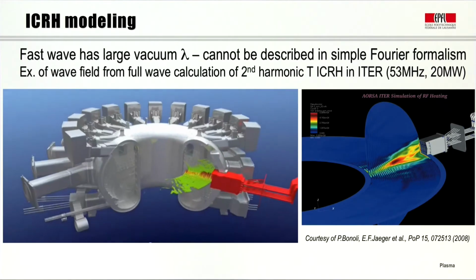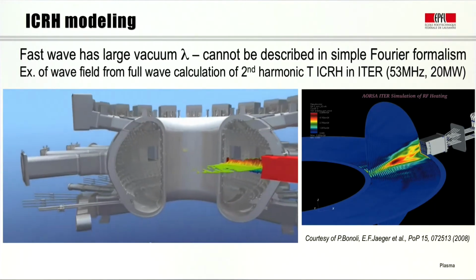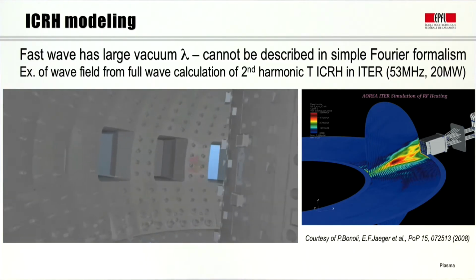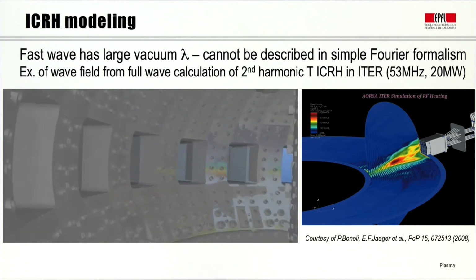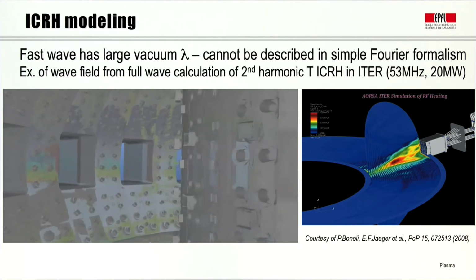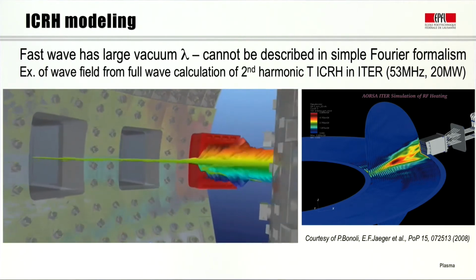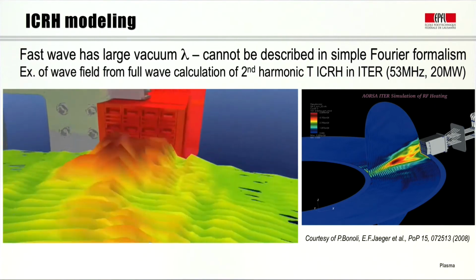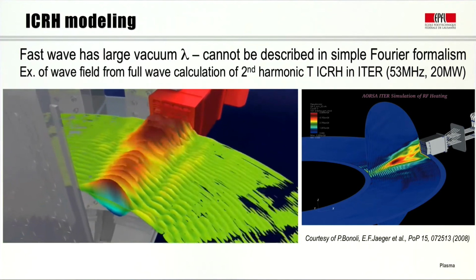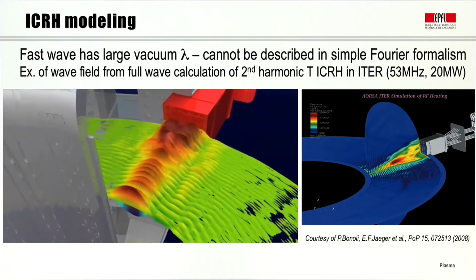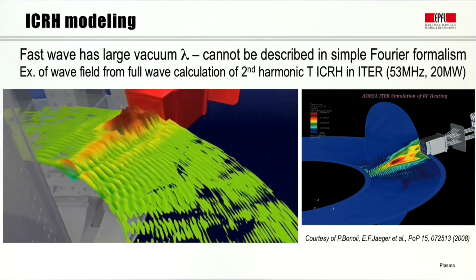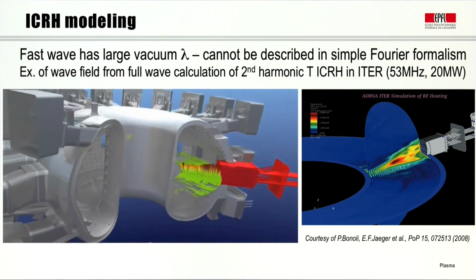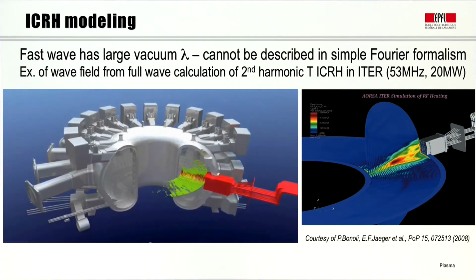To model the propagation and the absorption of ICRH waves is a non-trivial exercise. We have seen the dispersion relations in terms of, of course, omega versus k. That means in Fourier space, assuming that everything is of infinite size and uniform, and that's of course not the case in tokamaks. The fast wave we like to use to carry the energy to the plasma core has a relatively large vacuum wavelength. That means they cannot be properly described in a simple Fourier formalism. A full wave calculation needs to be done.